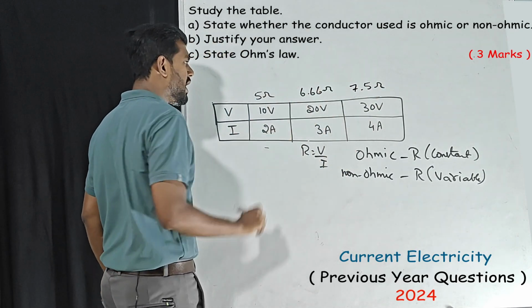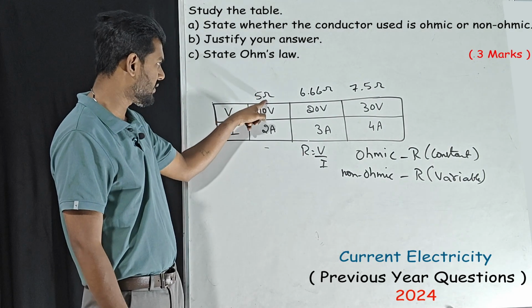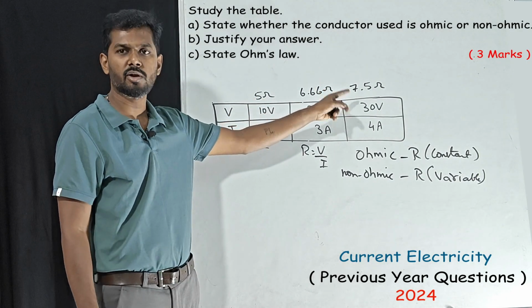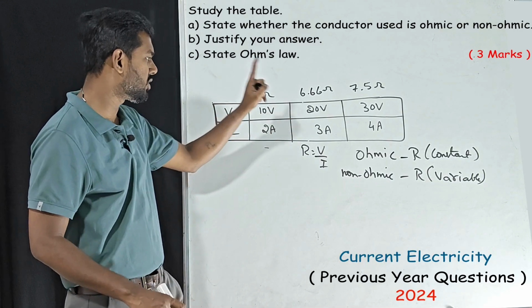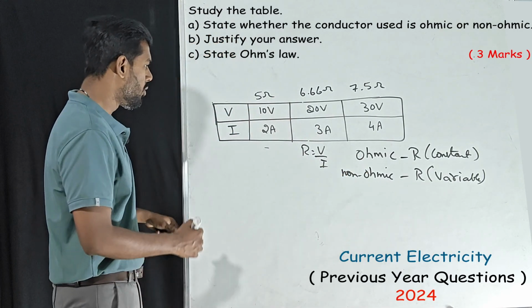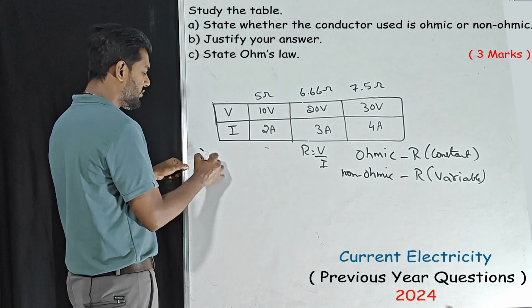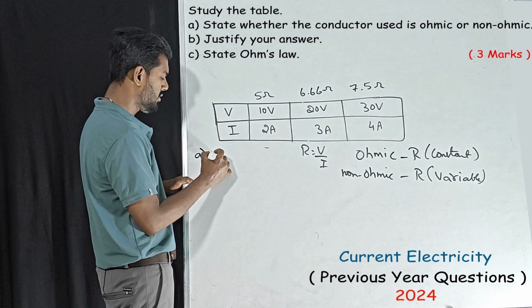Okay, do you think R is constant? See here, it is 5, 6.6, 7.5. It is increasing. We don't care whether it is increasing or decreasing, it is not constant. So definitely it is a non-ohmic conductor. So the answer for the first question is non-ohmic.